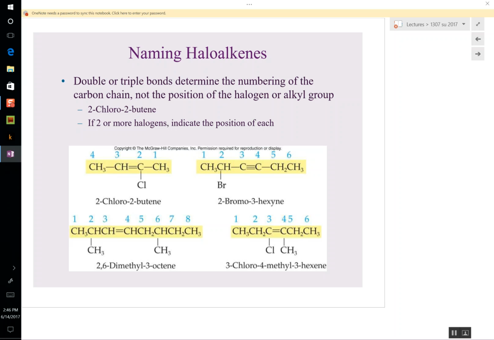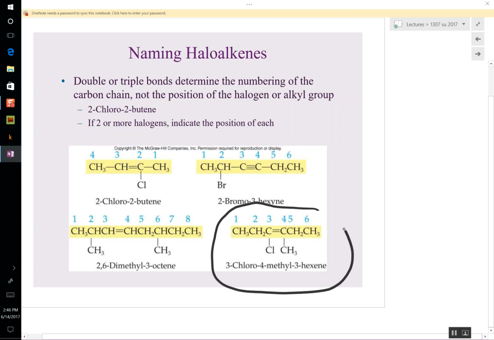Here's examples with halogens on them. We've already had this one with the 2-bromo-3-hexyne. Yeah, Sylvia, I think this one is getting at what you're saying. Here's a situation where we got a chlorine here, we got a methyl here. So it could be 1, 2, 3 methyl, 4 chloro. It could be 1, 2, 3 chloro, 4 methyl. And we're giving precedence to the chloro.